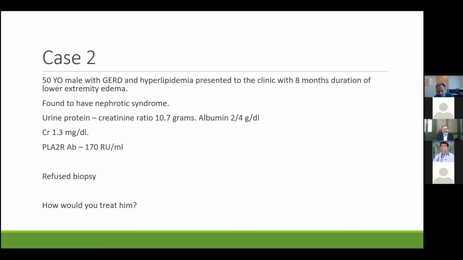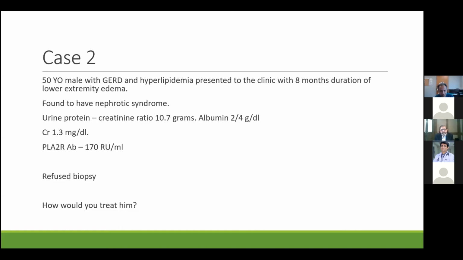He gave a very good presentation about a patient who has a very, very high level of PLA2R. I was wondering, how did he treat that patient, with rituximab or with cyclophosphamide? Yeah. So this patient definitely needs treatment. I would definitely start him on rituximab, not cyclophosphamide.